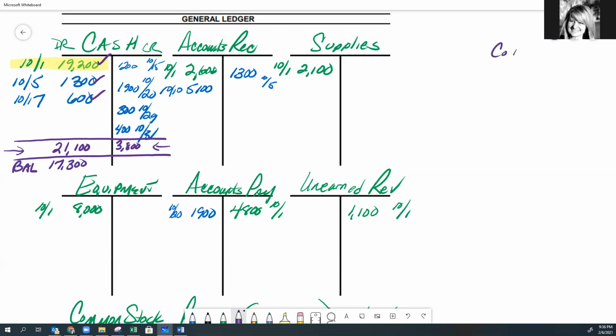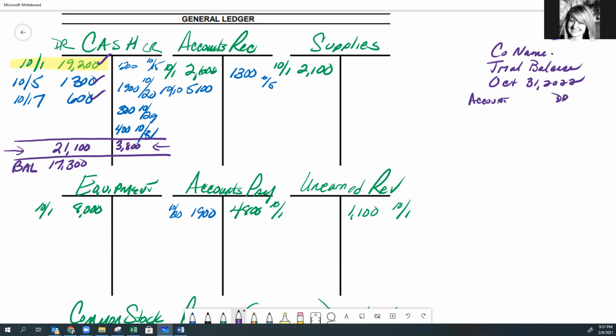We would put our company name. I don't recall what that company name was, but you would write it down. This is a trial balance. And you're always going to put the date. It's one date in time. And this is October 31st, 2022.